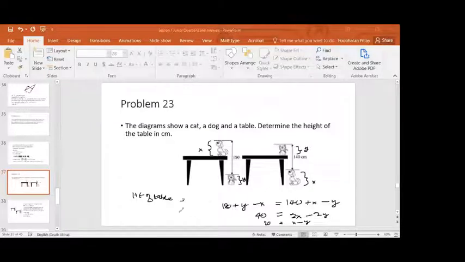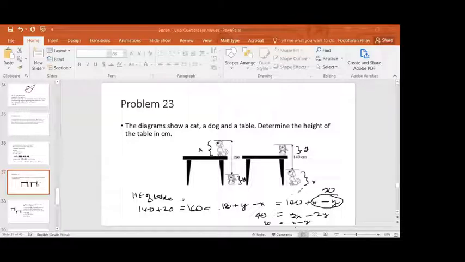Now this is the height of the table. We calculated the height of the table in two different ways, and we've got X minus Y. I don't know what X is, what Y is, but I know what X minus Y is. That's 20. See? So therefore, the height of the table is 140 plus 20, which is 160 centimeters.